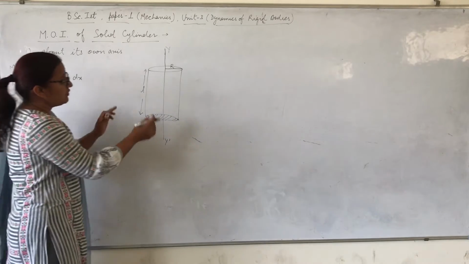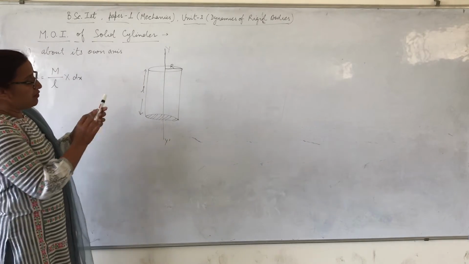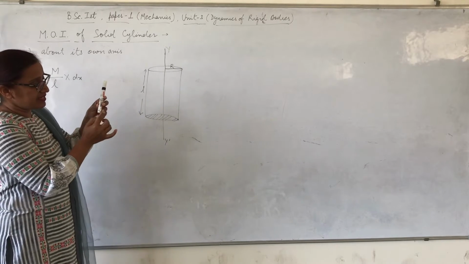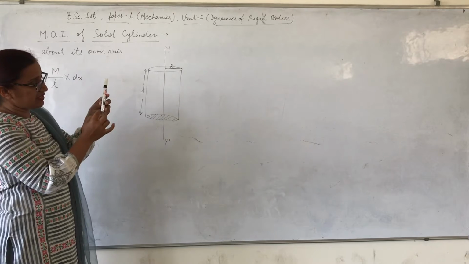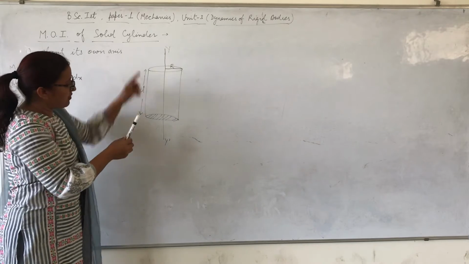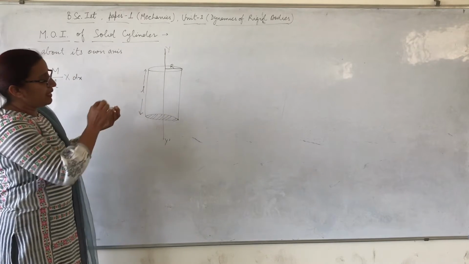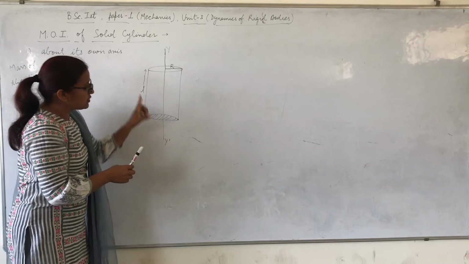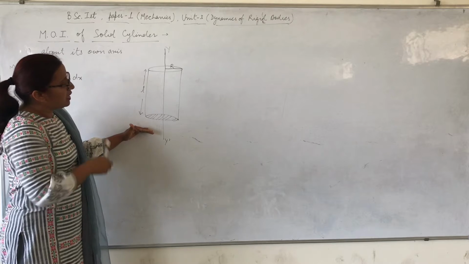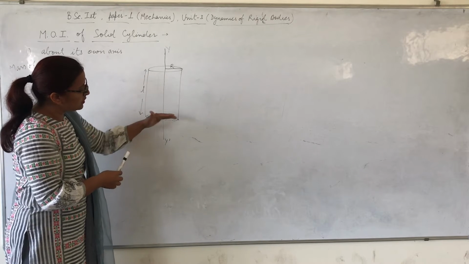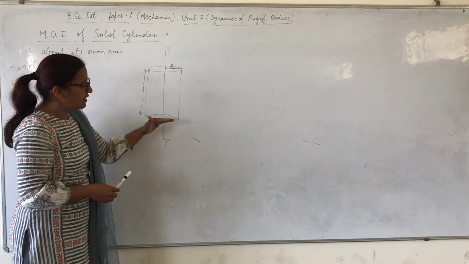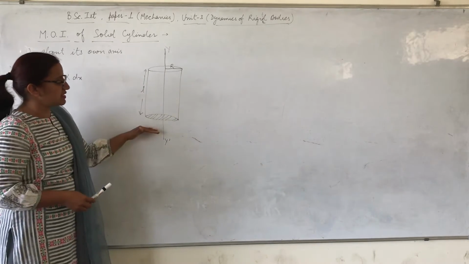Now we know the result for the moment of inertia of a circular disc about an axis passing through its center of mass and perpendicular to its plane. This axis y dash is perpendicular to the plane of the circular disc. The result we have previously calculated is 1 by 2 m, the mass of the disc, into the square of its radius, r square. 1 by 2 m r square. We are going to use that result here.